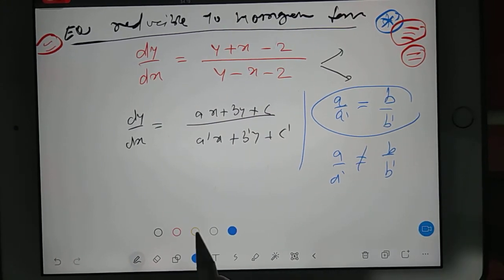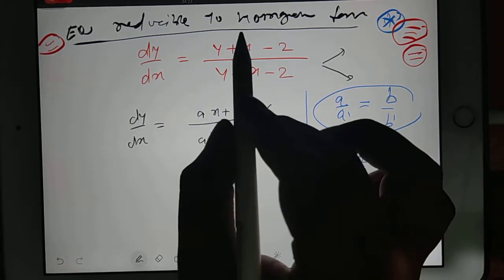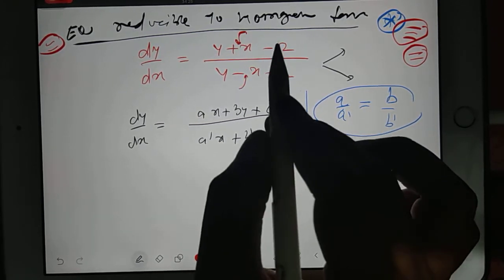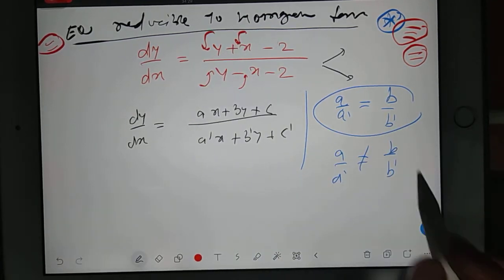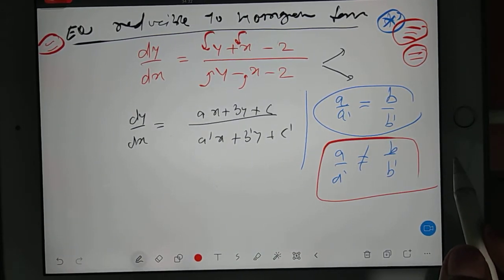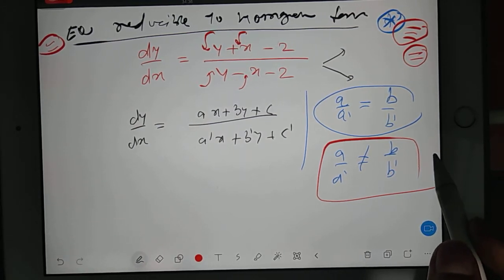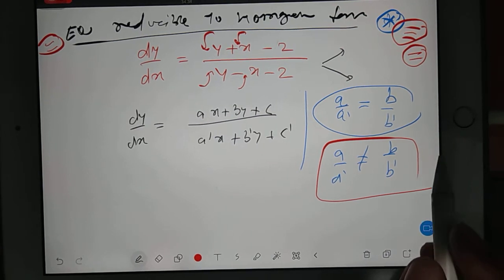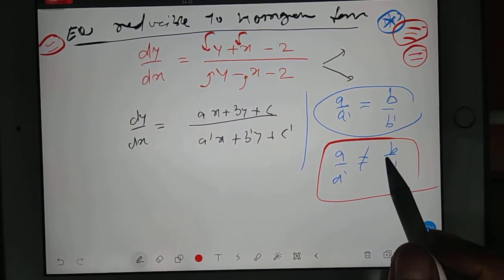So you can clearly see in this question, if you take the ratio a by a dash, where a is the coefficient of x and a dash is the coefficient of x, but b is the coefficient of y and b dash is the coefficient of y, they are not equal. So it means this case is coming, right? In the equal case we used to consider that ratio is equal to 1 by m. But when they are not equal, we have a different approach.